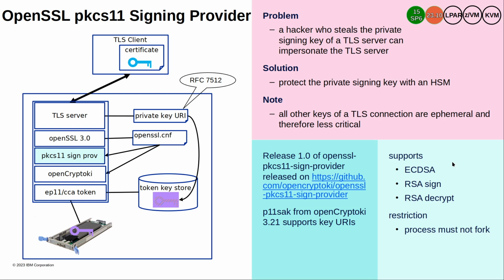This is now getting into the security realm. And there we have the OpenSSL PKCS11 signing provider. The idea here is that if you are running a signing service, you do not want to expose your signing key more than you really need to. And the safest way to do so is basically to protect your signing key with an HSM.